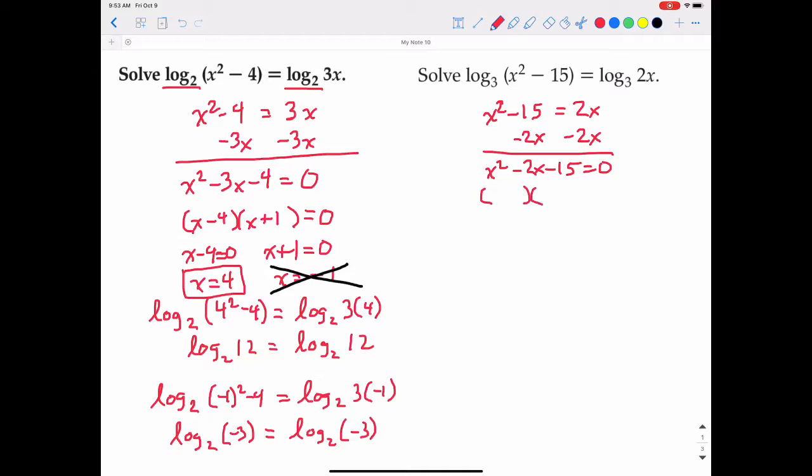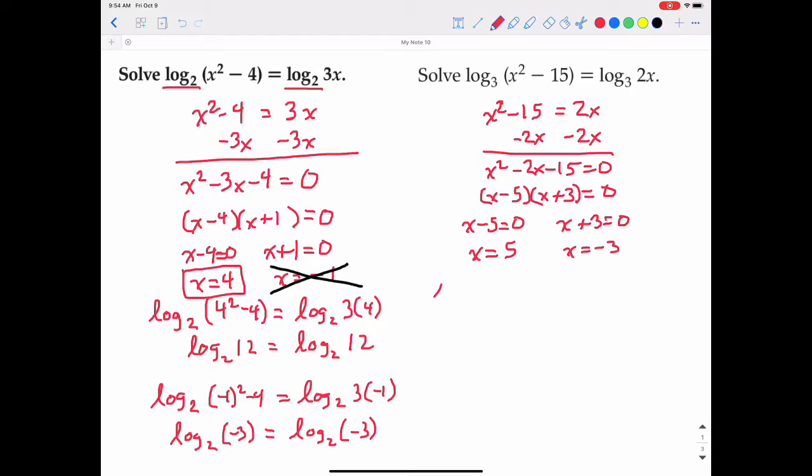And then that is factorable. It factors into (x minus 5)(x plus 3). They multiply to be negative 15 and they add to be negative 2x. Set the parts equal to 0. So x would equal positive 5 and x would equal negative 3. So does that really work with the original problem?